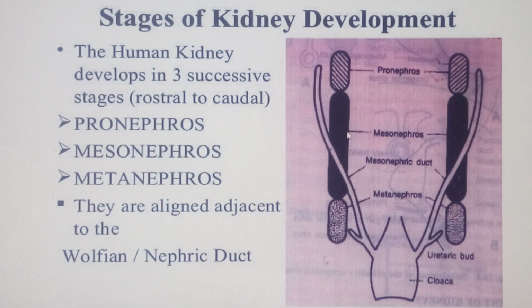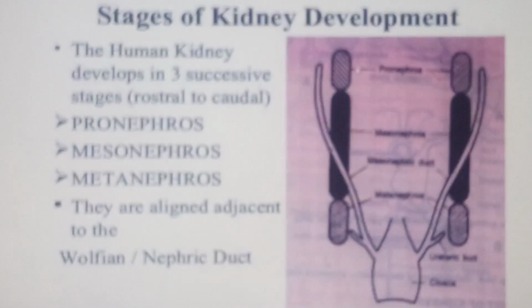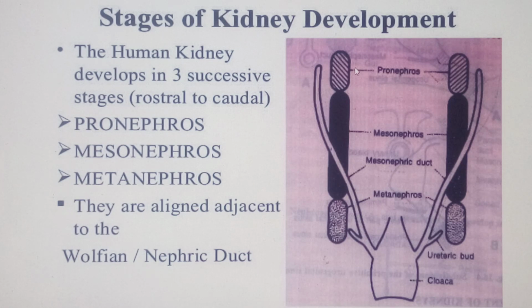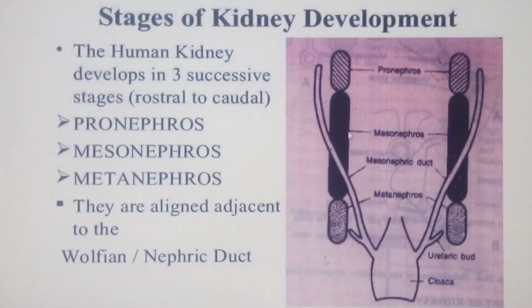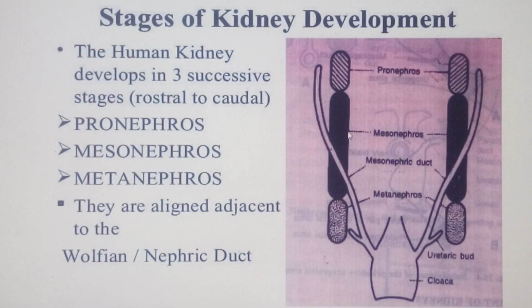Now, one thing we find is that the pronephros will have tubules, and it will also have a pronephric duct. The pronephric duct will serve as the roadmap so that the next duct, which we call the mesonephric duct, in the mesonephros will develop. But unlike the pronephric duct, which will degenerate and not persist, the mesonephric duct will persist.